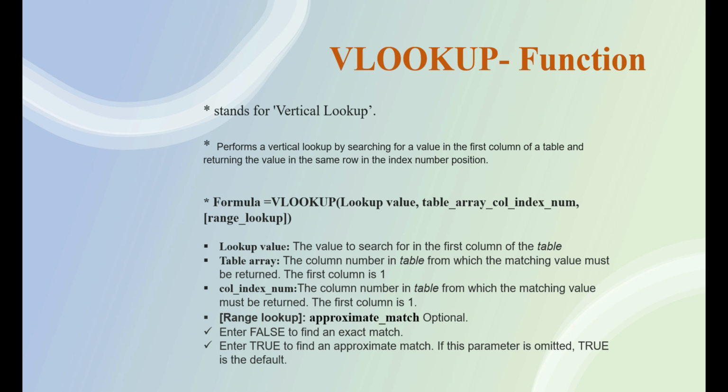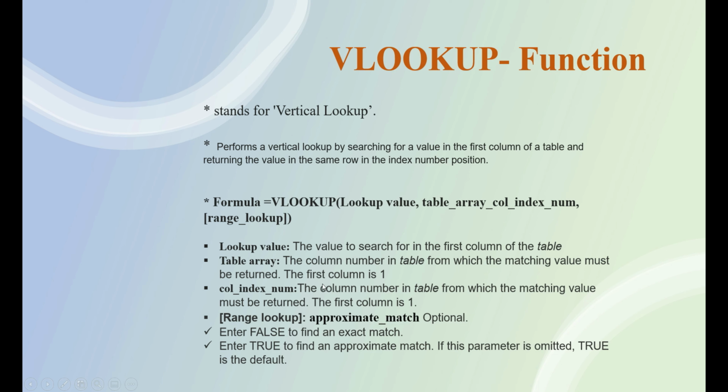The VLOOKUP function is a built-in function in Excel that is categorized as a lookup reference function. This function performs a vertical lookup by searching for a value in the first column of the table and returning the value in the same row in the index number position. And the formula looks like this one.